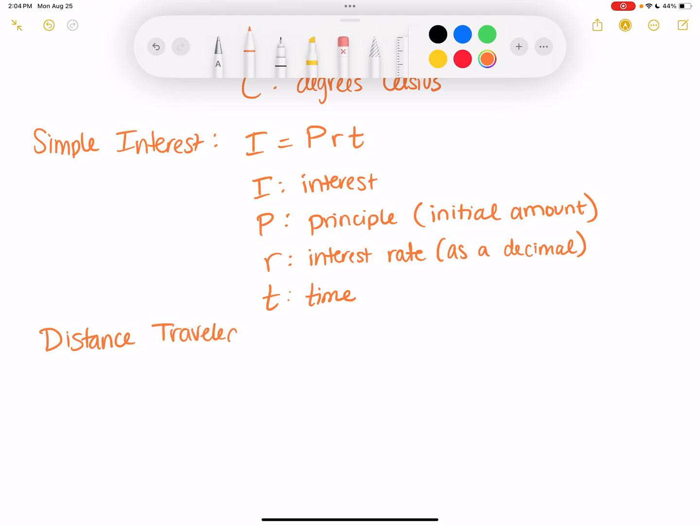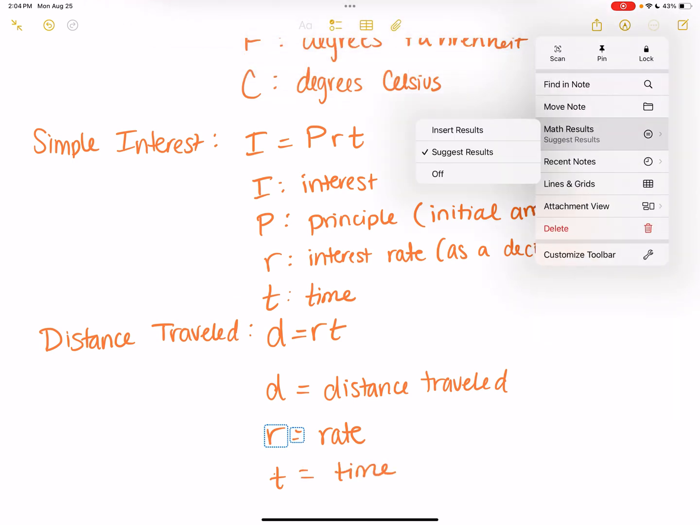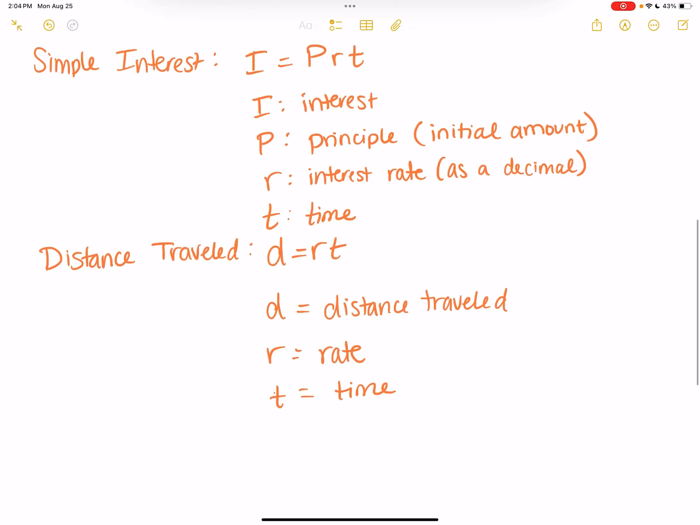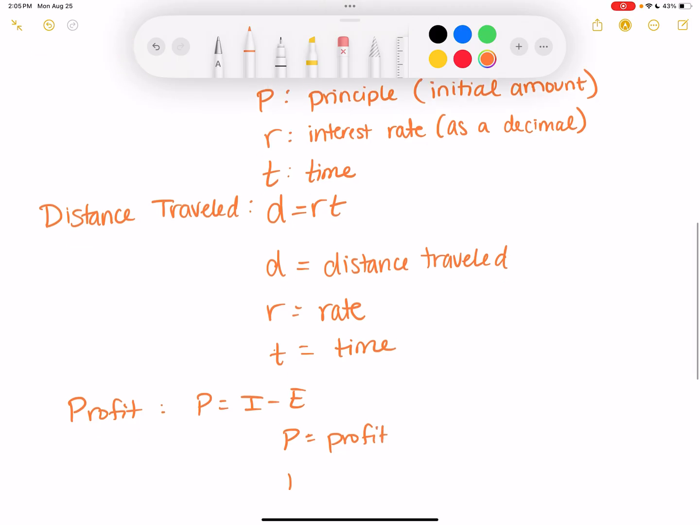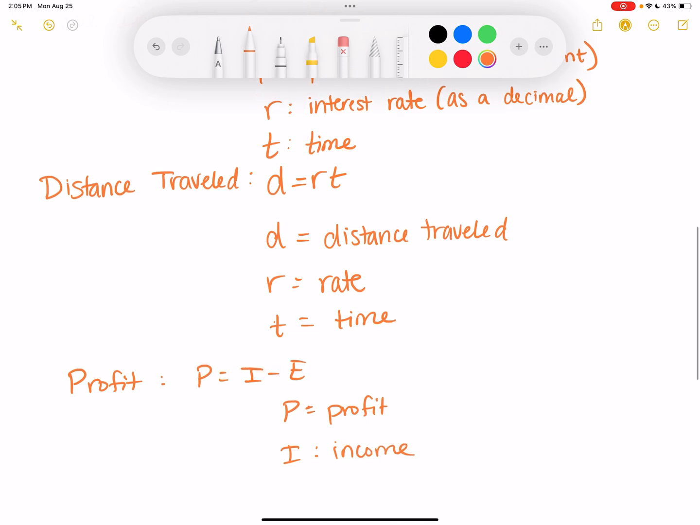Distance traveled: D equals RT, where D is equal to distance traveled, R is the rate, typically in miles per hour, and T is time. And then profit is P equals I minus E, where P is equal to profit, I is income, and E is expenses.